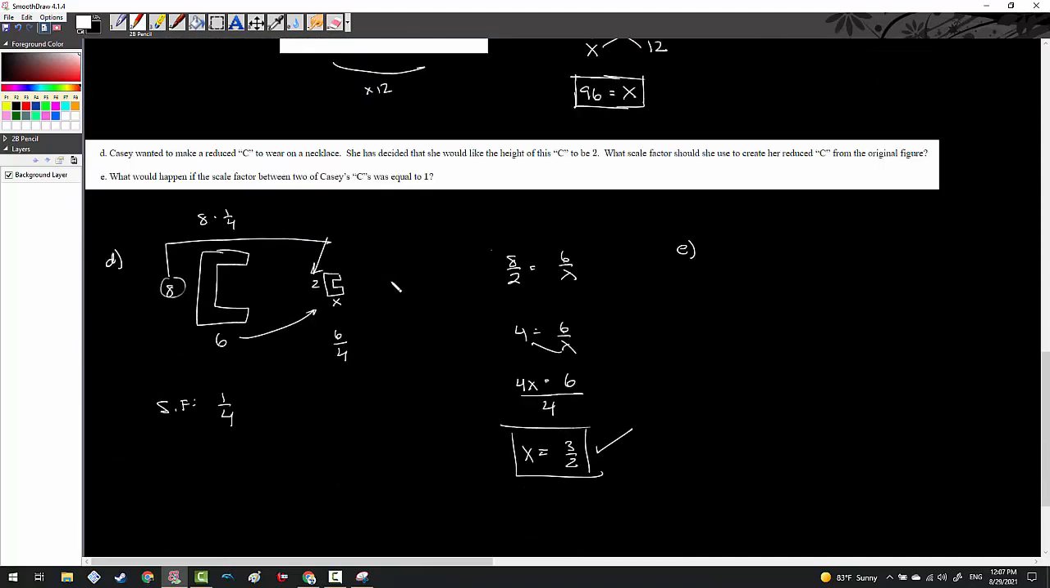Well, what they're asking in part E is if the scale factor is 1, that means that the sides would get multiplied by 1, and whenever we multiply something by 1, that results in no change. So if your scale factor is 1, you can expect no change to happen. Okay, hopefully this makes sense.